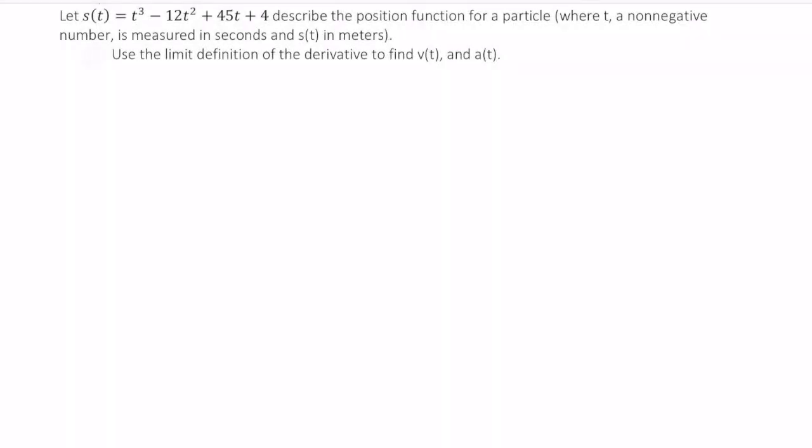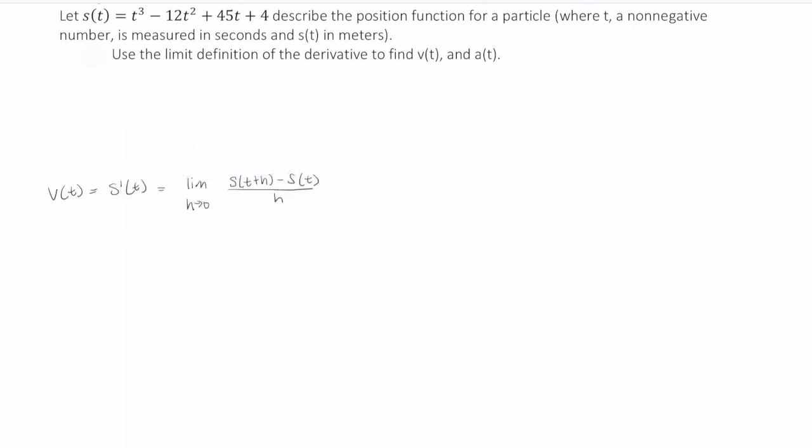Welcome. In this video, we are given the position function that describes how a particle is moving. We're going to use the limit definition of the derivative to find the velocity and the acceleration. The velocity of this particle is equal to the first derivative of the position, which is equal to the limit as h approaches 0 of s of t plus h minus s of t, divided by h.